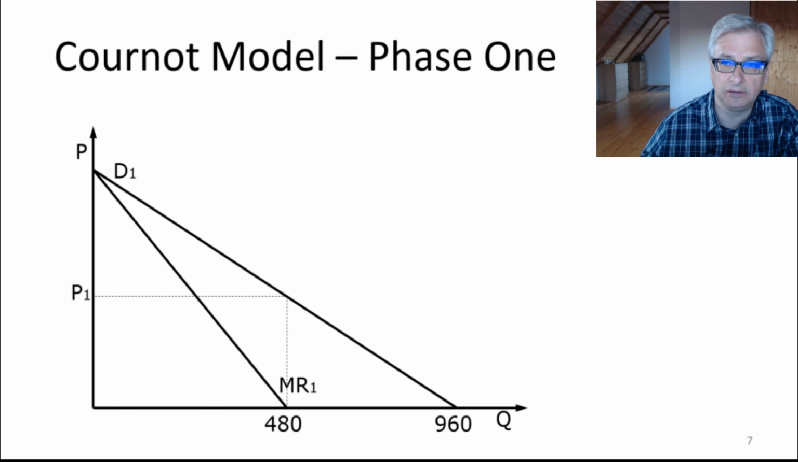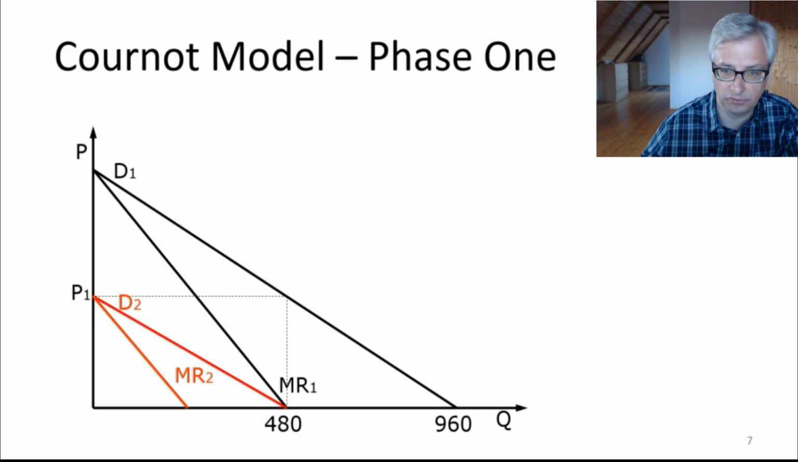So the demand for the second player's production would be like D2, and then we need marginal revenue and marginal cost to find what would be the production, 240, and what would be the price. The price would be P2. So if the first one produces 480 and sells at P1, then the second one would produce 240, selling at the price of P2. Do we have our problem solved?